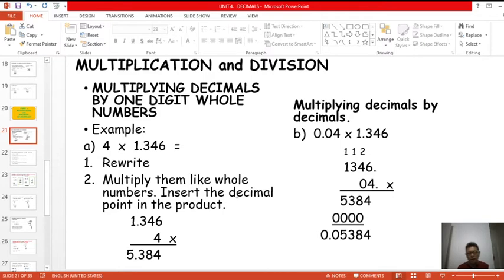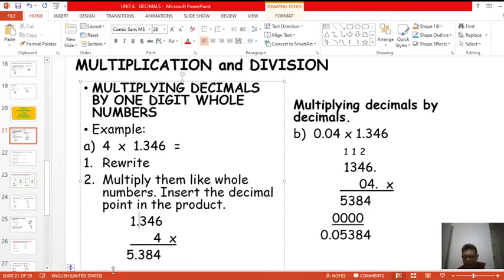So what do you have here? Look at this problem: 1.346 times 4. This suggests to us that we treat them like a whole number. It's like we are taking the decimal out and multiplying them normally. But then again, it's there. That's what this rule says. If you multiply this like a whole number, of course we've learned this in grade 3, grade 4, and grade 5.